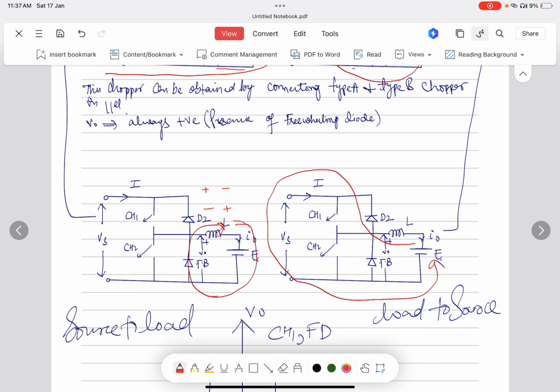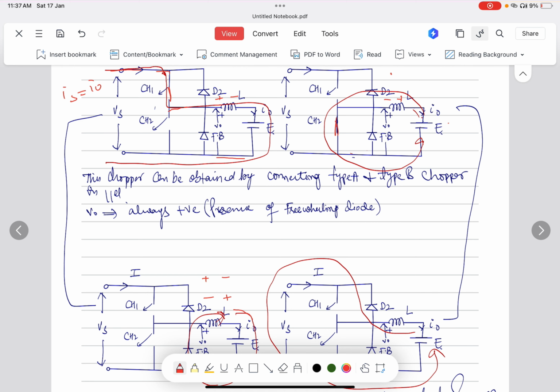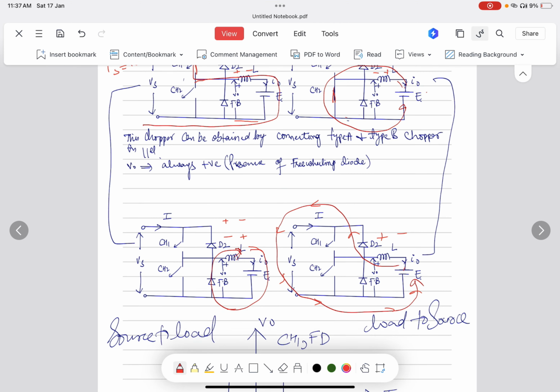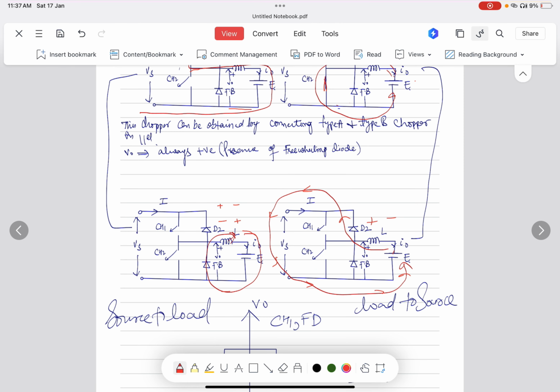If CH2 is again open, how will it conduct? It will change its polarity. It is minus plus, and again its polarity changes to plus minus. So it starts discharging through the diode D2. Here it starts discharging through D2, then to the supply and then to the back path. So we have studied that it acts from the load to source.